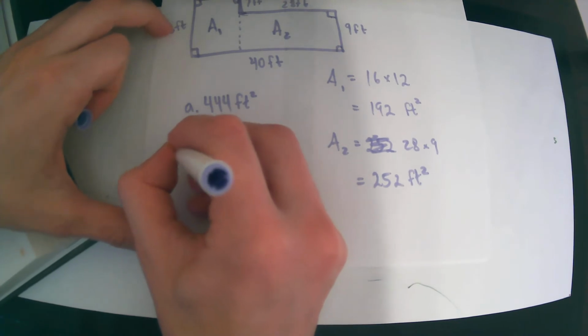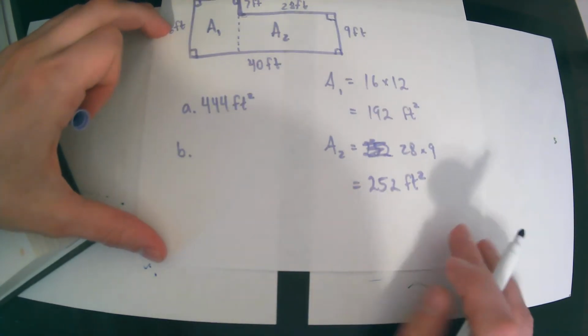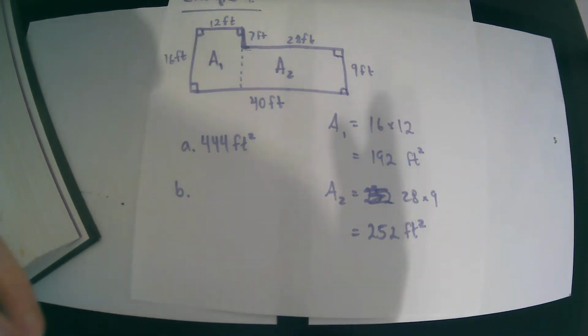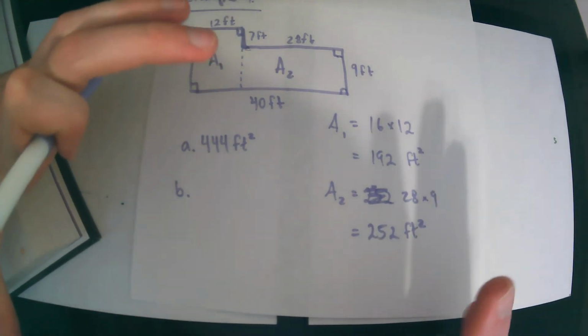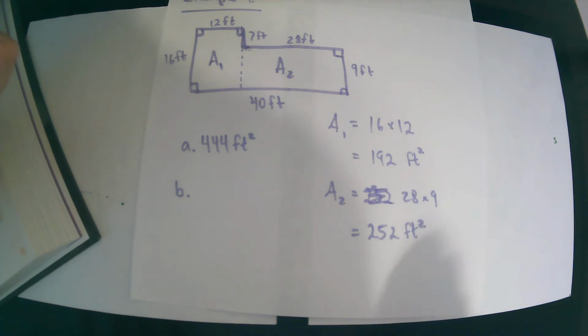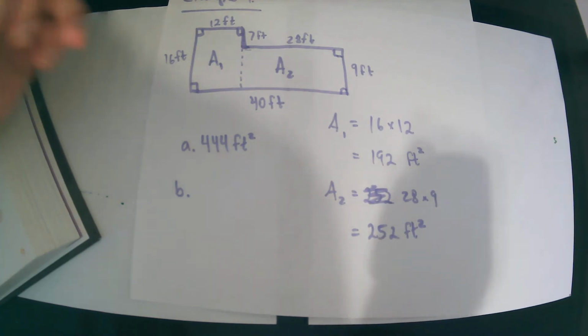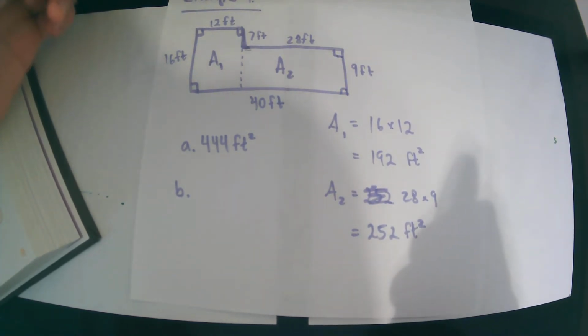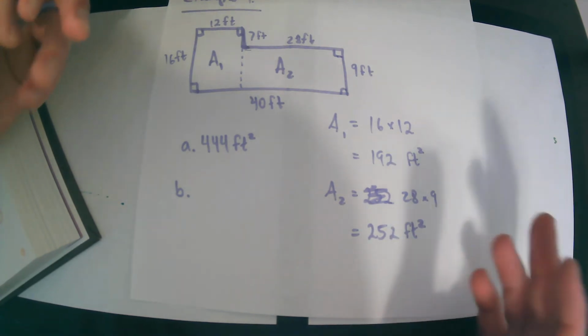Part B says, see, this is where we get into a little bit more real life. If a gallon of paint, so you're at Home Depot or Lowe's and you're looking at a gallon of paint and it says it covers 350 square feet. How many gallons of paint are needed? Okay, so clearly you need more than a gallon, right? You need more than a gallon, but they come in different sizes, right?